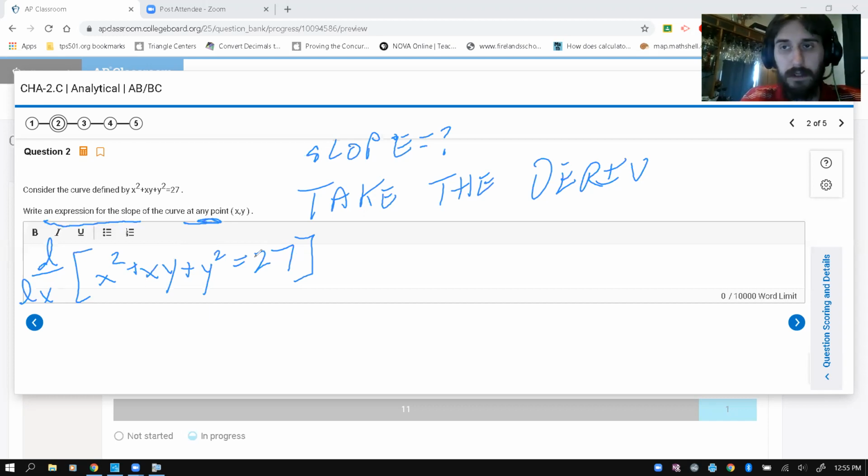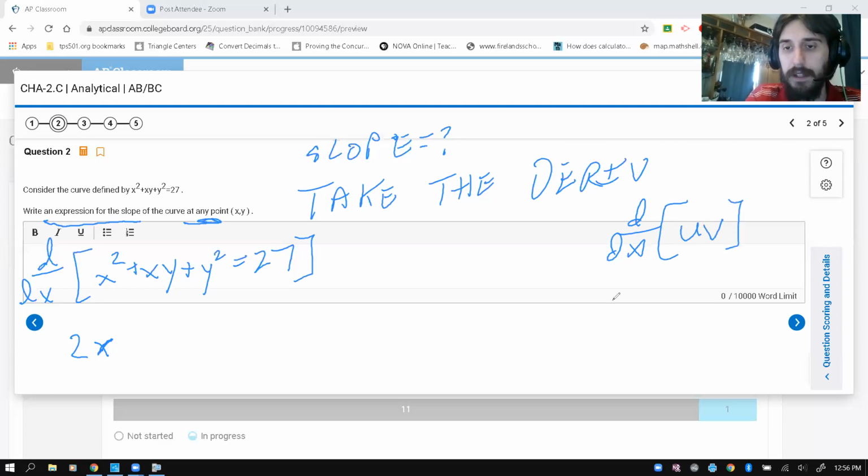So let's just work left to right through this derivative. The derivative of x squared is the power rule. I take the power 2, move it out in front, subtract 1, it becomes 2x to the first. To take the derivative of xy, you have to do the product rule because that's x times y. As a reminder, the derivative of two things multiplied together is uv prime plus u prime v. The derivative of the second times the first plus the derivative of the first times the second.